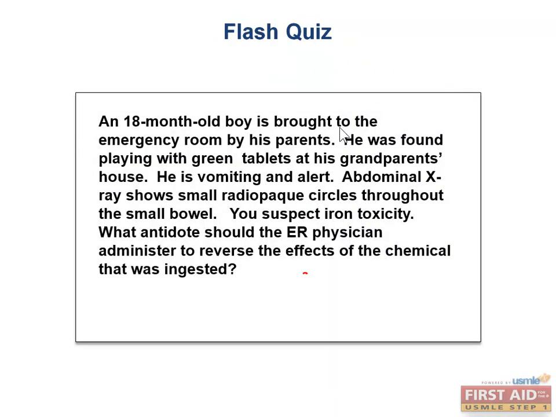An 18-month-old boy is going to be brought to the emergency room by his parents. He was found playing with green tablets at his grandparents' house. He is vomiting and alert. Abdominal x-ray is going to show radiopaque circles throughout the small bowel. You suspect an iron toxicity. What antidote should the emergency room physician administer to reverse the effects of the chemical that was ingested?